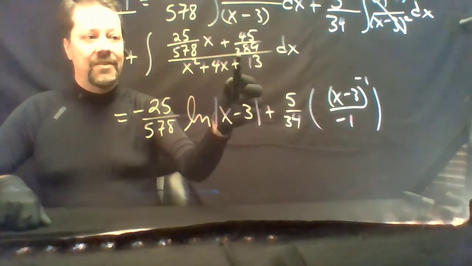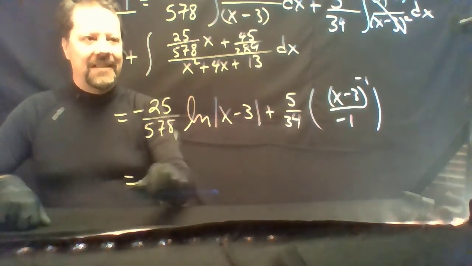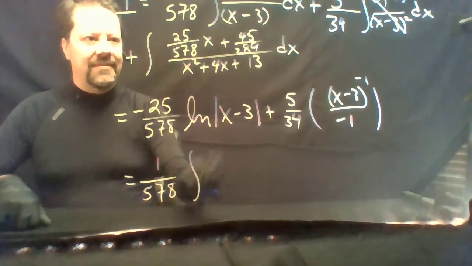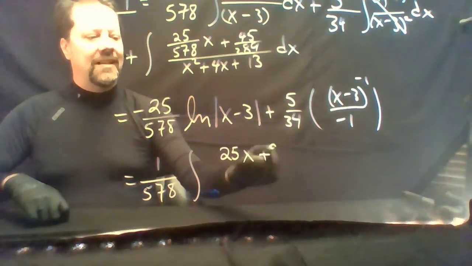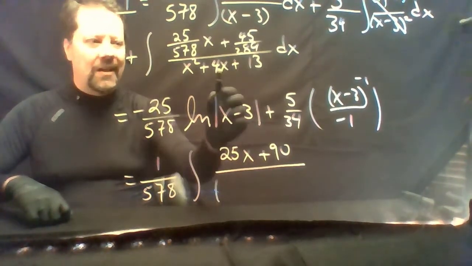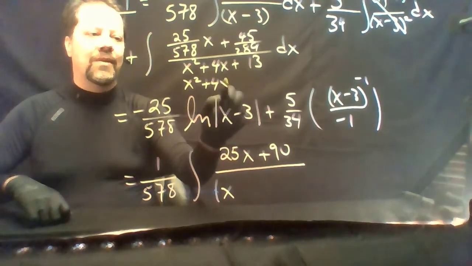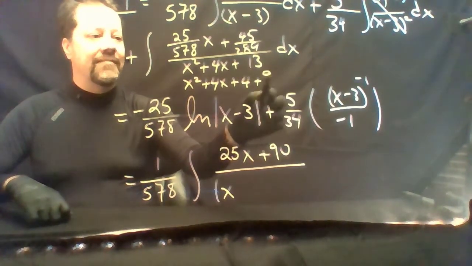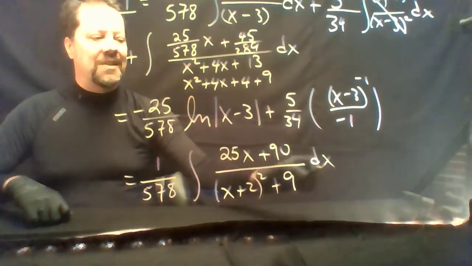Notice that 2 times 289 is 578. I'm going to factor out 1 divided by 578. What's in top now is 25x plus 90. In the denominator, I'm going to complete the square. X squared plus 4x plus, if I want to complete the square, I need 4. Well, 4 plus 9, I'll have x plus 2 quantity squared plus 9.